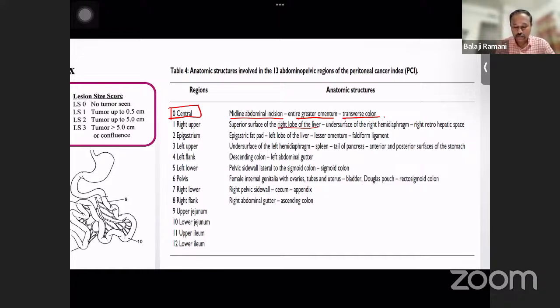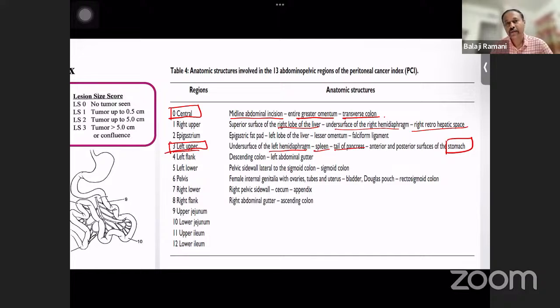So right lobe of the liver, under surface of the right diaphragm, and the right retrohepatic space, all these 3. So liver, right upper quadrant, liver. So left upper 3 is again simple. So left hemidiaphragm, spleen, pancreas. Stomach will also be considered under the left upper quadrant.